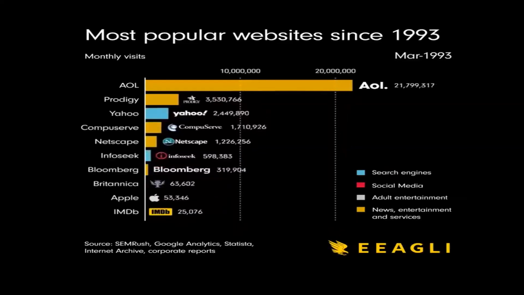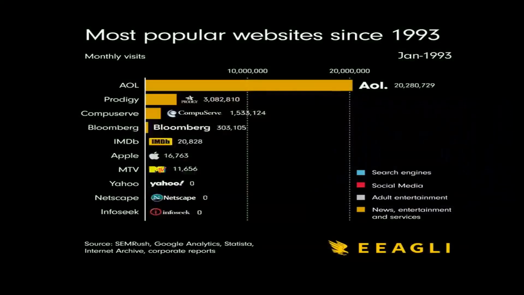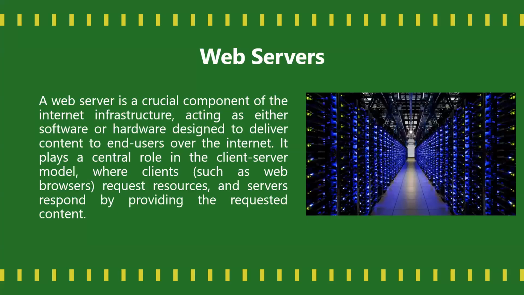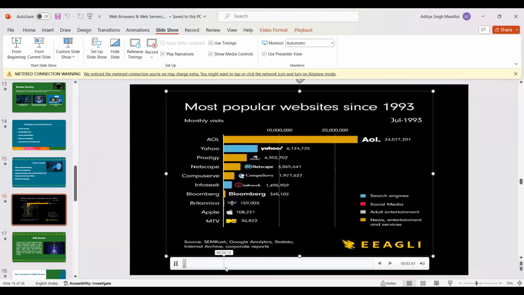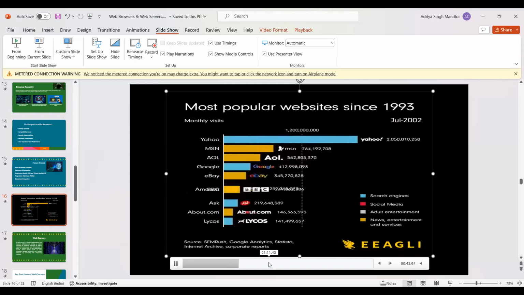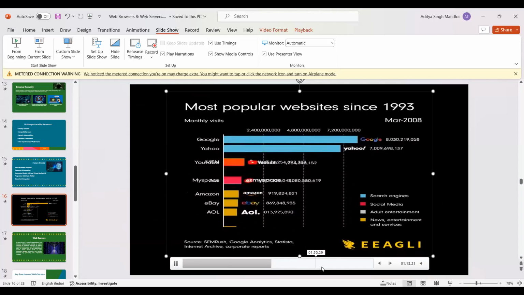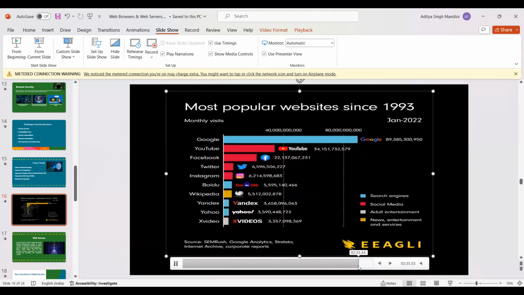Now, in this video, you will see how websites have grown over a period of time. These are the websites you will mostly see. This is the evolution of how websites have been growing since 1993.